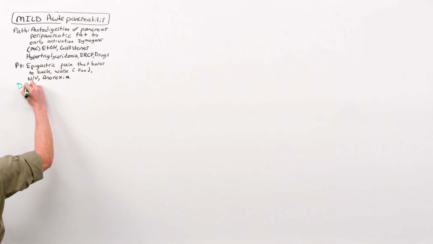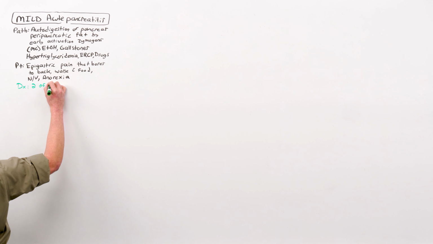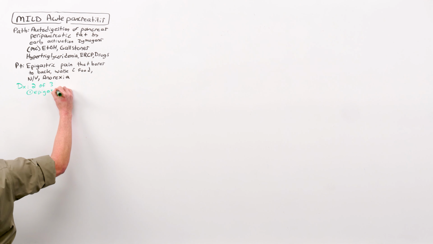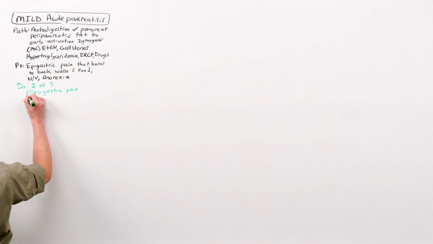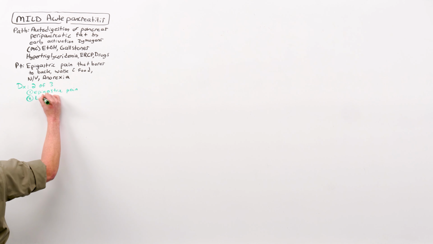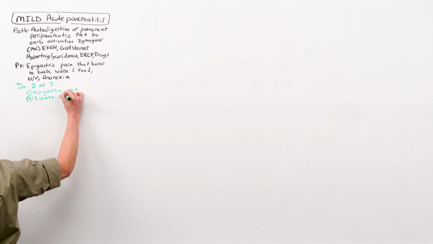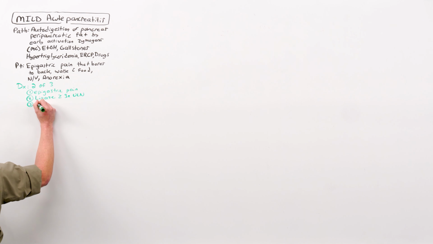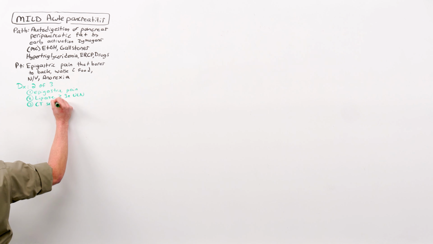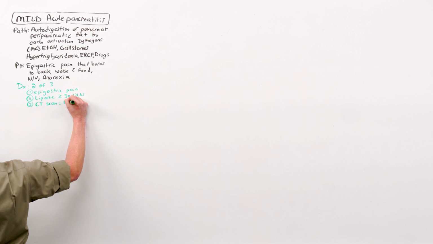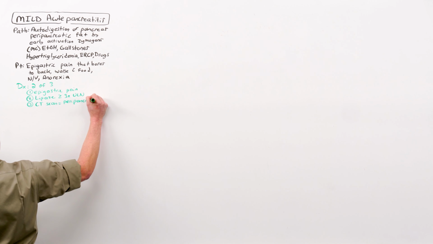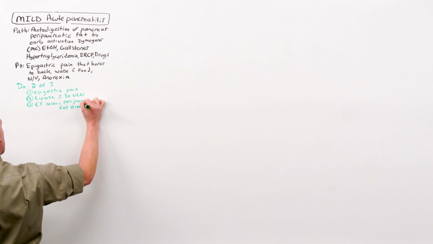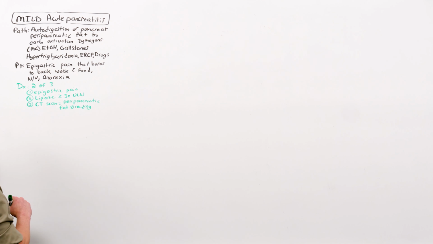The diagnosis is made with 2 of any of the following 3. The classic epigastric pain, an elevated lipase that is at least 3 times the upper limit of normal, or evidence on CT, which will show peripancreatic fat stranding. The dark gray mesentery surrounding the pancreas is lighter gray.